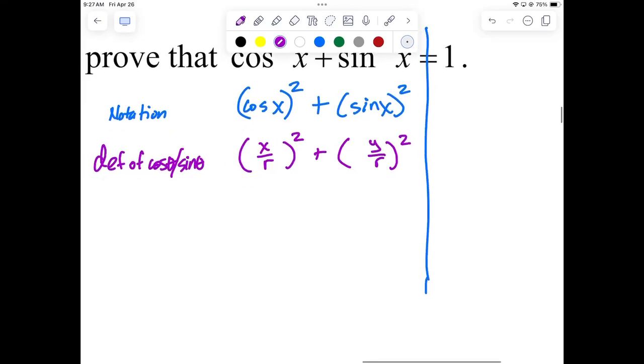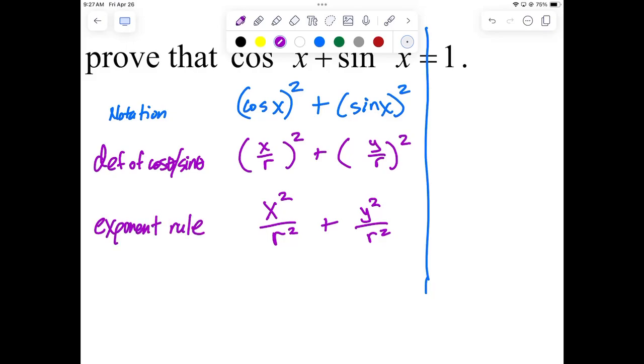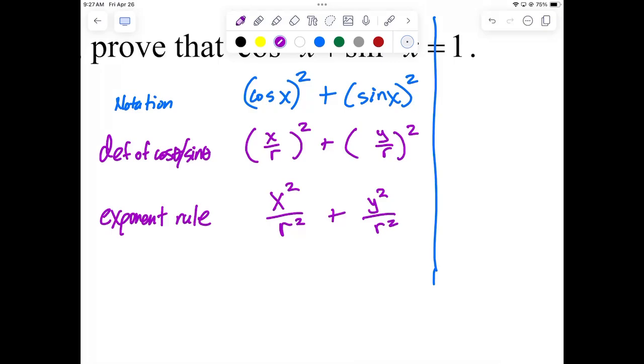All right, now I have a quotient squared. That's the same as x squared over r squared plus y squared over r squared. And this is just exponent rule. That's just the rule of exponents. When you have a quotient raised to a power, both the top and the bottom get the power.